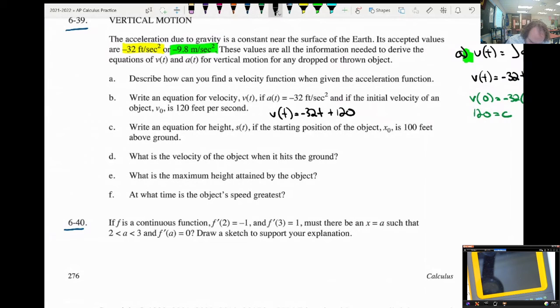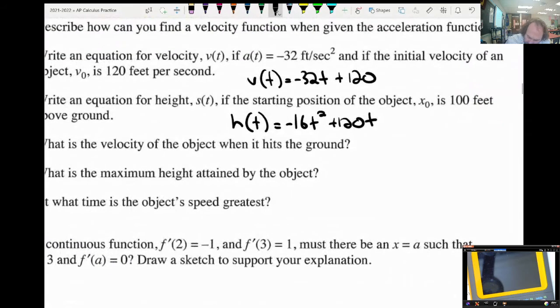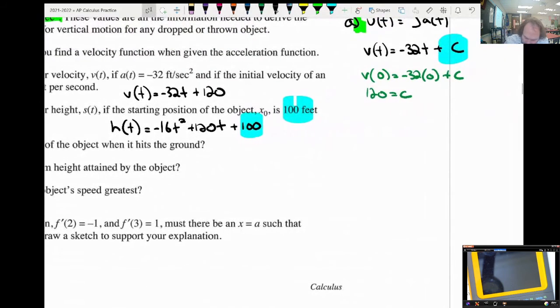All you got to do is take the antiderivative of your velocity, which in this case is negative 16t squared plus 120t. And then, of course, you got to put another plus c on this thing. But we've seen this enough times. This is plus 100 because your initial velocity, or sorry, your initial height is going to be that thing right there. The mathematics is exactly the same here.